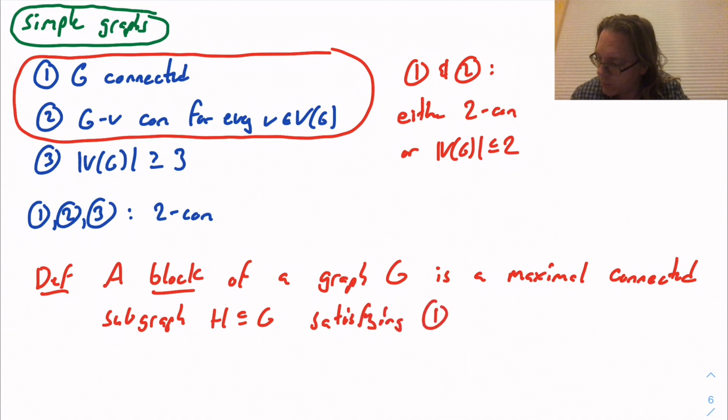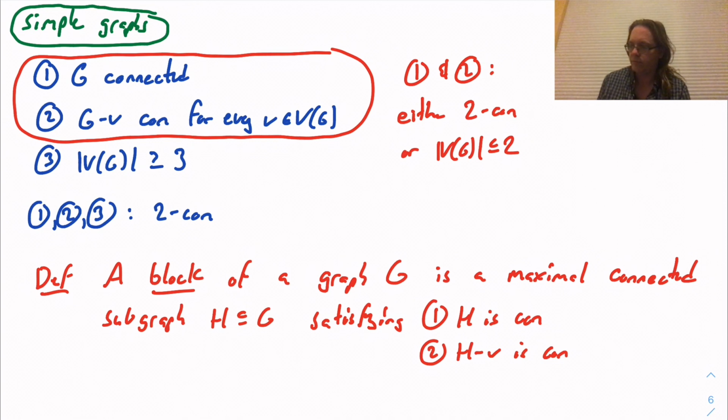Satisfying the two properties: 1, H is connected, and 2, H minus V is connected for every vertex in H. Right, so again, the properties 1 and 2 say you're connected. However you delete a vertex, you stay connected. That is almost describing two-connected graphs. You're two-connected, or you're just tiny, or you have at most two vertices.